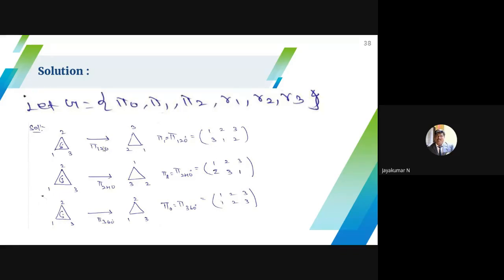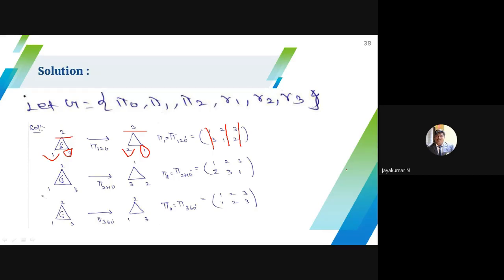See the observation. This corner is 1, here this corner is 3. Here the corner is 1, here the corner is 3. So finally I can write 1 map onto 3. Here 2, here 1, so finally I can write 2 map onto 1. Here 3, here 2, I can write 3 map onto 2. So this is my permutation denoted by pi 1 or pi 120 degree.